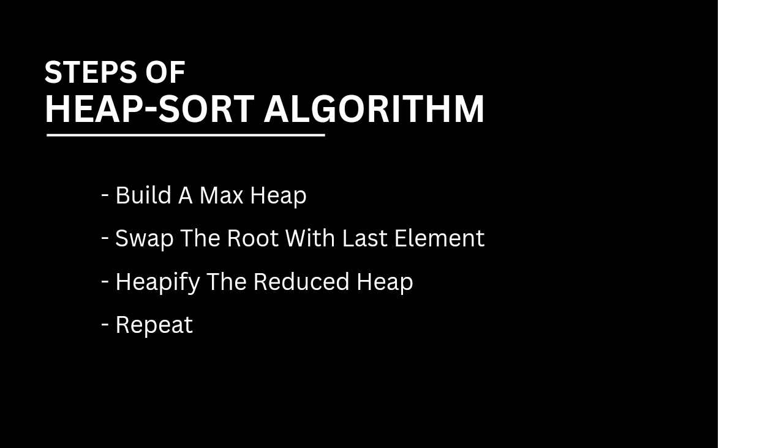The process has just 4 simple steps. First, build a max heap, swap the root with the last element, then heapify the reduced heap, and then repeat the process. So first you build a max heap. What you do is convert the input array into a binary max heap where the largest element is at the root. Then next, swap the root with the last element. You swap the root of the heap with the last element of the array, effectively removing the largest element of the heap.